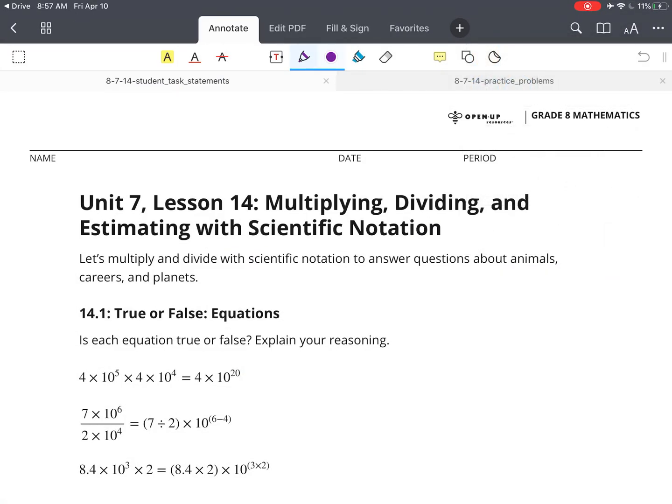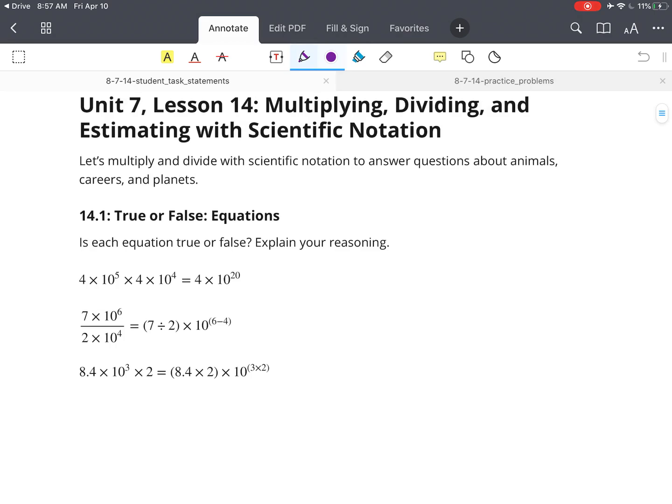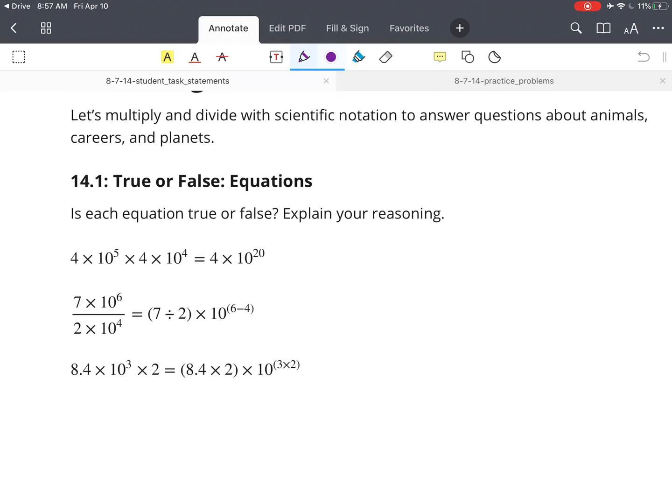Let's go ahead and get started with multiplying, dividing, and estimating with scientific notation, okay? Let's take a look at some of these and say whether each is true or not. Just by looking at this first one, this is 10 to the 5th times 10 to the 4th, and since we're multiplying, we're going to add the exponents. But 5 plus 4 does not equal 20. So this is false.